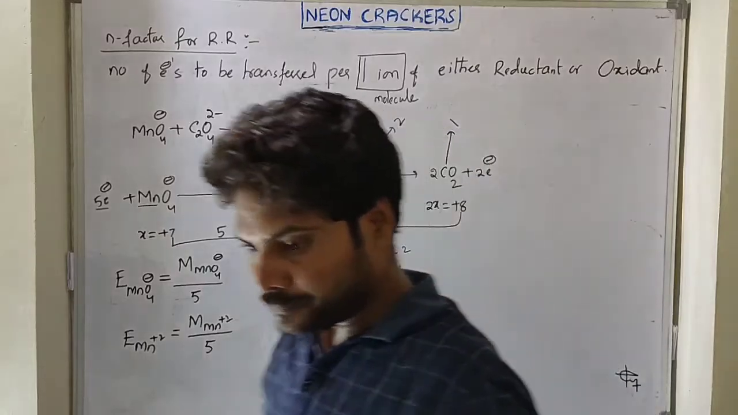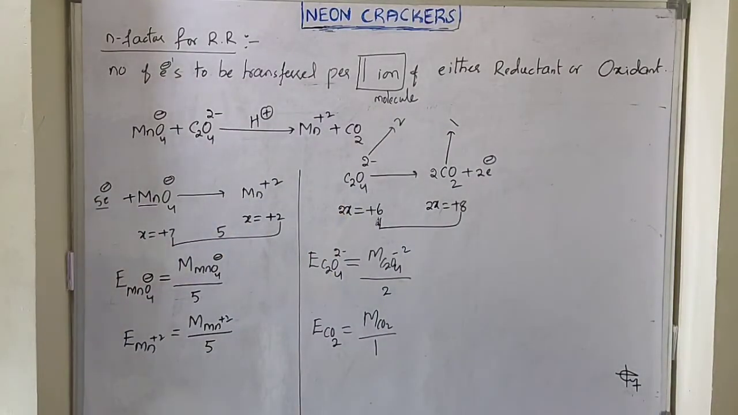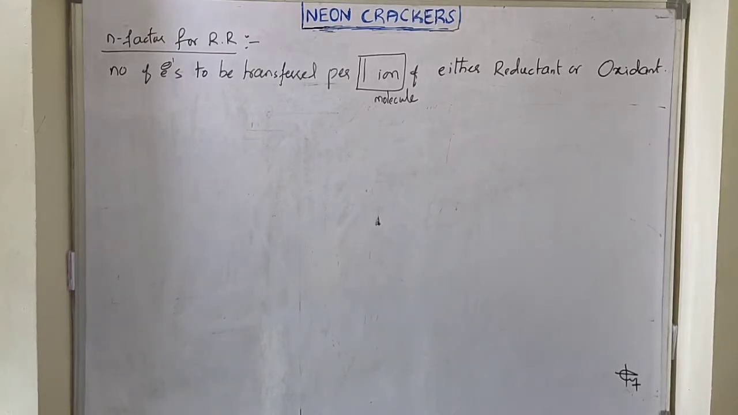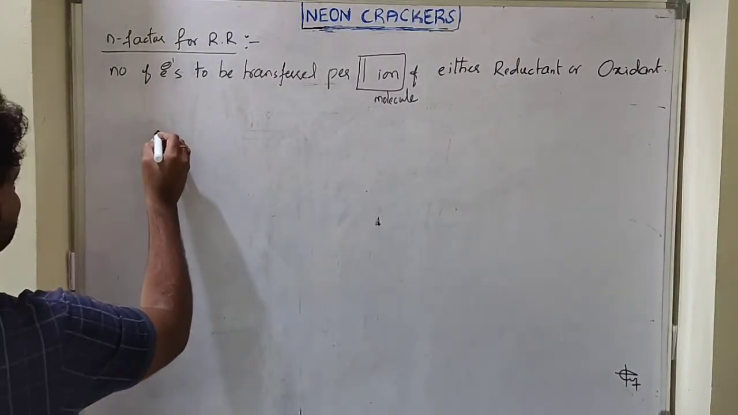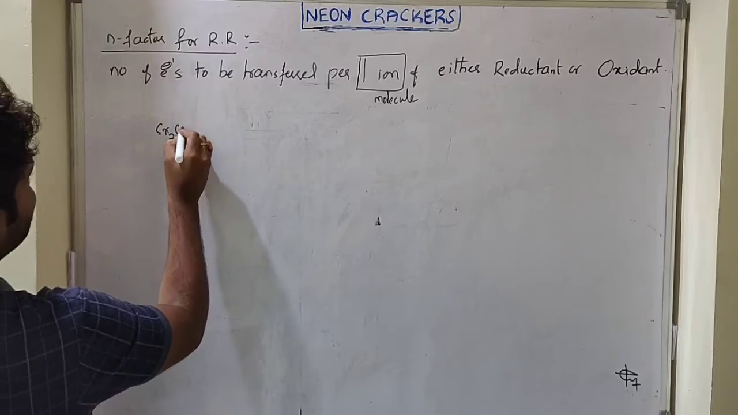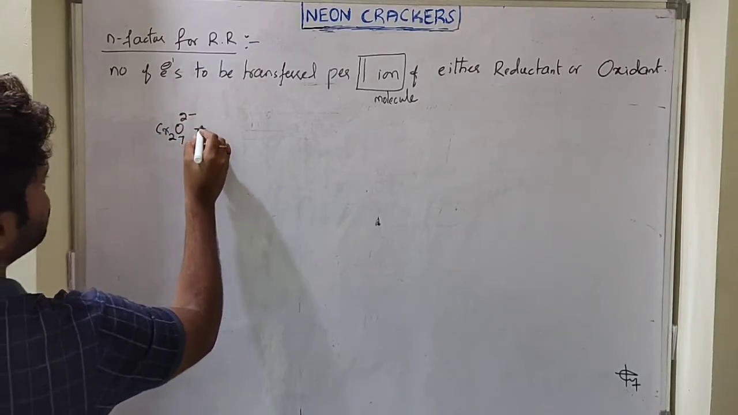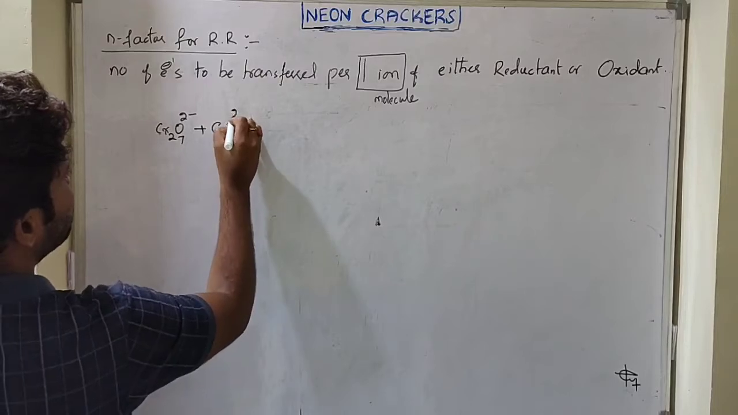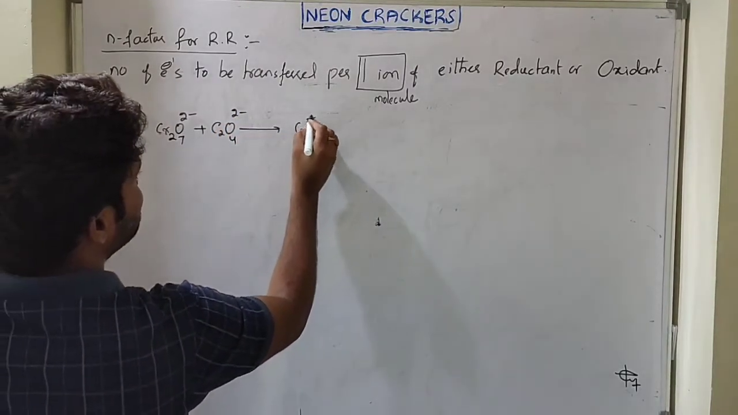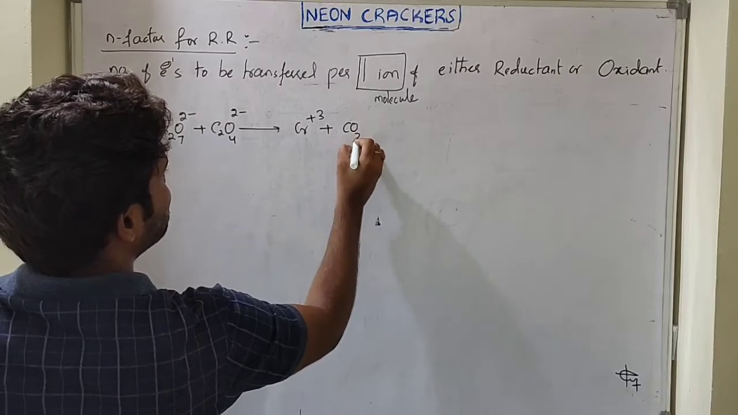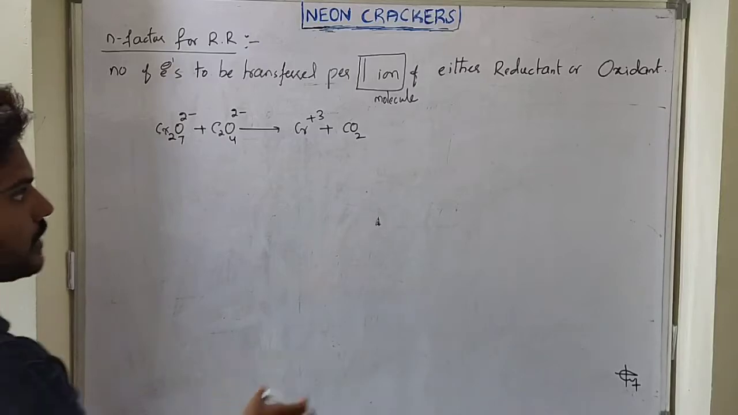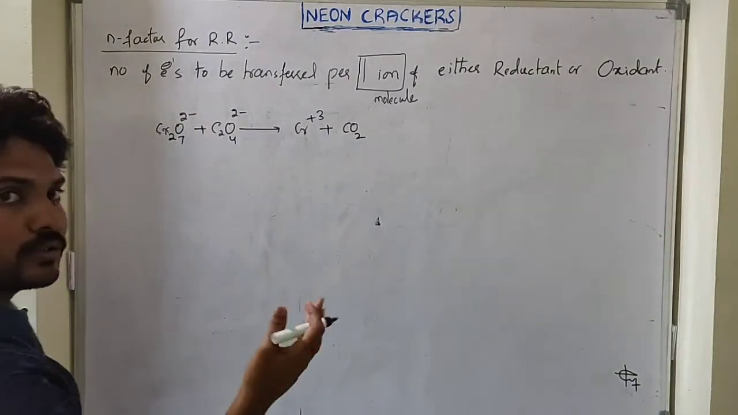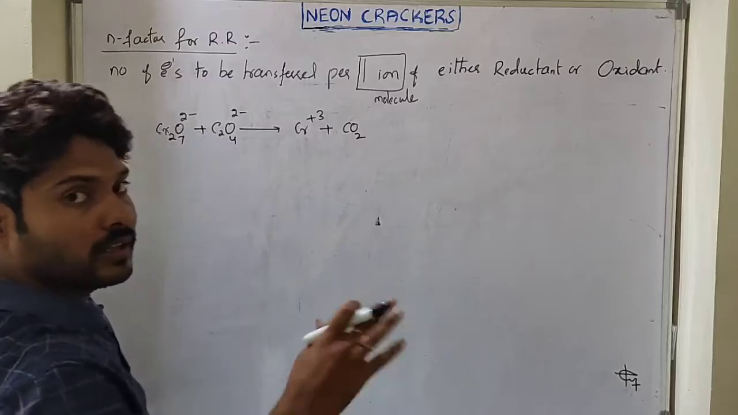Let's take another example. Another redox reaction, between dichromate Cr2O7 2 minus and oxalate ion, giving Cr+3 chromic ion and liberating carbon dioxide, right? Individually you can find it in the half reaction, or else after getting the complete balanced equation you can also get it. In both conditions we get the same value.